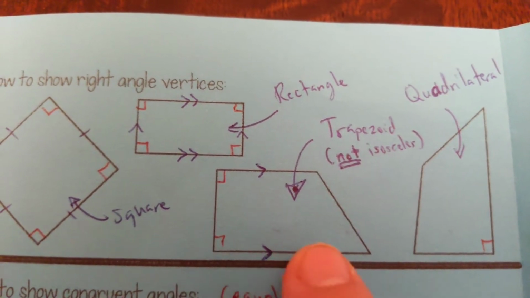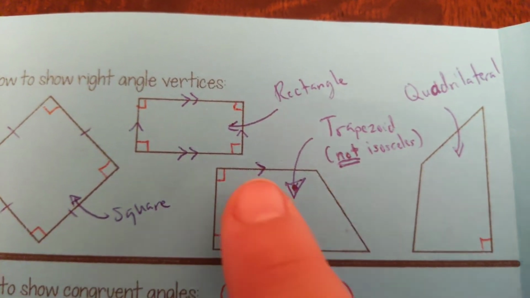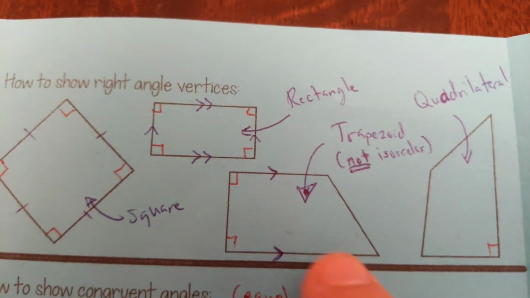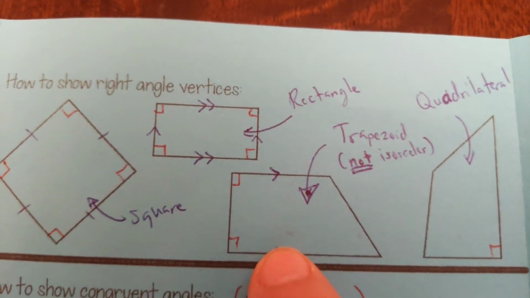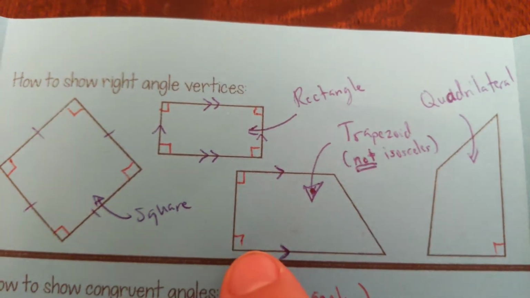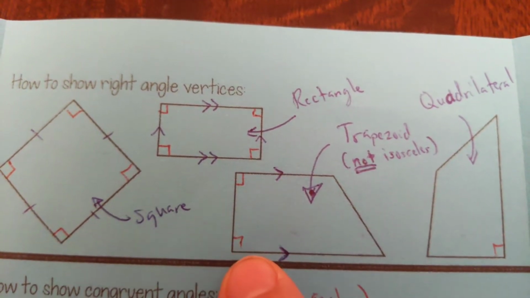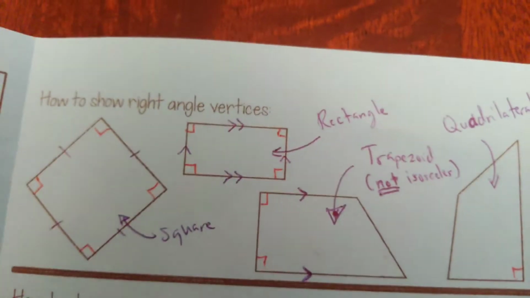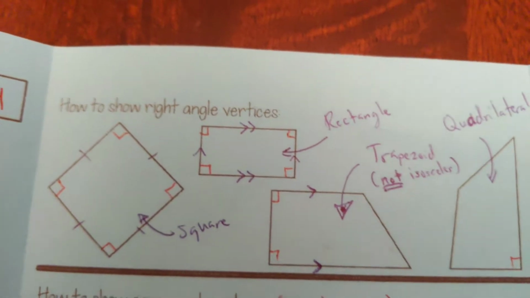So this is a trapezoid because it has only one pair of parallel lines. You can see I've put a little arrow this way and an arrow on the bottom because these two lines are parallel to each other. You can also tell that there's a right angle there and a right angle there because I put the little squares there. So if it's a perfect 90-degree angle, we'll put a little square right there. Okay, so make sure you have those markings on your notes.